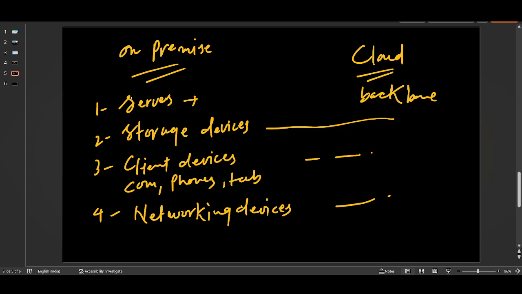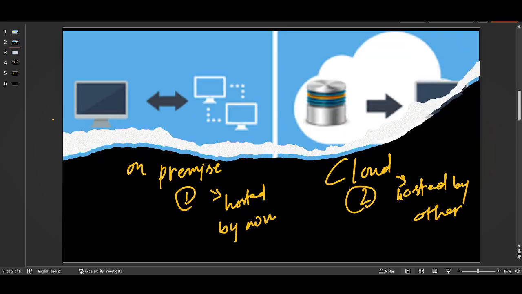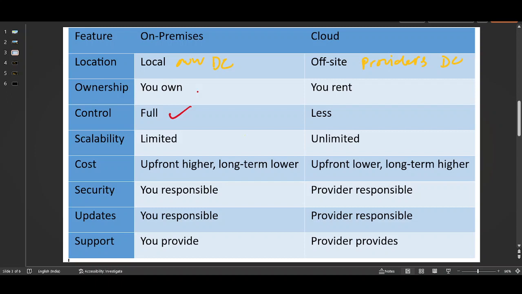So we have covered more points on basically on-premise and cloud. These things will vary depending on the specific needs of the organization or individual. However, the devices listed above are some of the most common devices that are used in both on-premise and cloud computing. I think you have a clear understanding about this. This table will be very helpful for you.